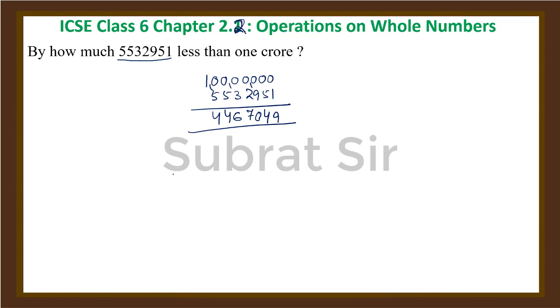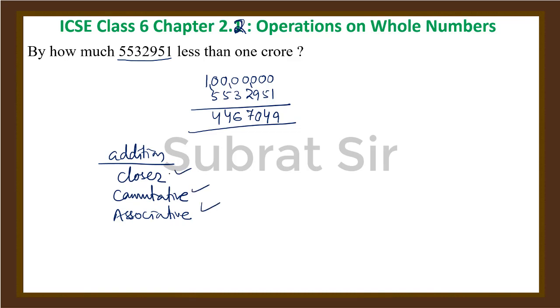So from this complete lesson, from 2.1 and 2.2, we came to know that for addition, all the properties, that may be closure, commutative or associative, hold good. But for subtraction, closure property does not hold good, no commutative, no associative. So for addition all the properties are satisfied, but for subtraction these properties are not satisfied.